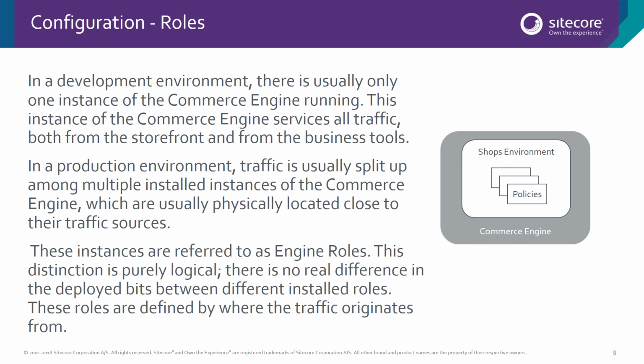Next, we'll look at roles. So a role is a deployed instance of the commerce engine. In a development environment, you'll typically only have a single instance of the engine deployed on your system that will serve requests for all of the roles and environments you have configured. However, in production, these are usually split out into separate instances to allow you to scale each one to specifically match the load you see on your site. The distinction between roles is purely logical though. There is no real difference in the files that are actually deployed. A role is instead defined by where its traffic originates from.